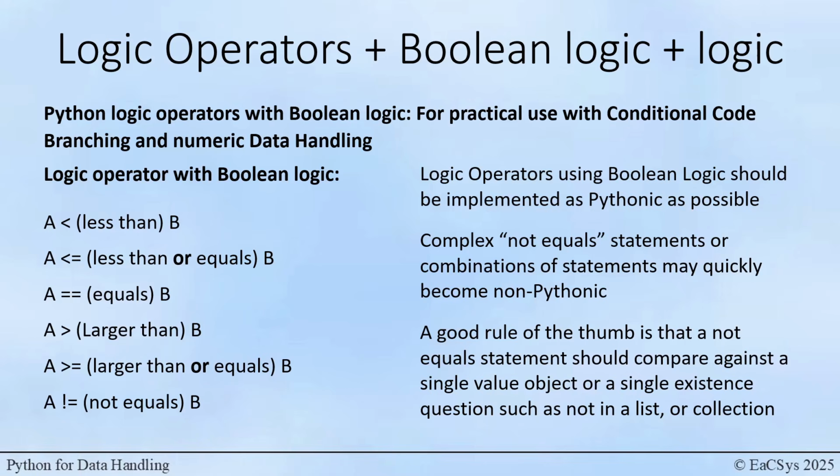And to the right, we give you a few pointers on what is Pythonic when it comes to control logic for conditional code branching. Logic operators using Boolean logic should be implemented as simply and Pythonically as possible. Logic statements should not be more than two and preferably only one. Complex not equal statements or combinations of statements may very quickly become non-Pythonic. A not equals A or B may become very hard to visualize as compared to a statement like at least one of them or both true.